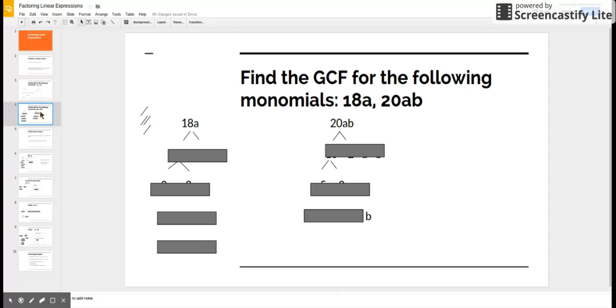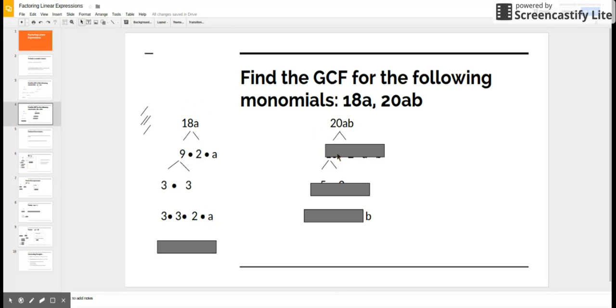This example says, find the GCF for the following monomials, 18a and 20ab. 18a can be broken down to 9 times 2 times a. This 9 can be broken down further to 3 times 3. So in all, 18a can be broken down to 3 times 3 times 2 times a. 3 times 3 is 9, times 2 is 18, times a gets you 18a.